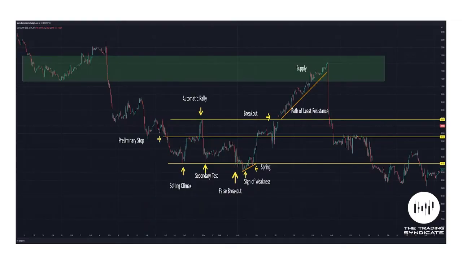We will be discussing a series of phases that take place in a market cycle, known as the preliminary stop, the selling or buying climax, the automatic response, the secondary test, a false breakout, a sign of weakness or strength, an upthrust or spring, a breakout, and then the path of least resistance to the previous area of supply or demand.